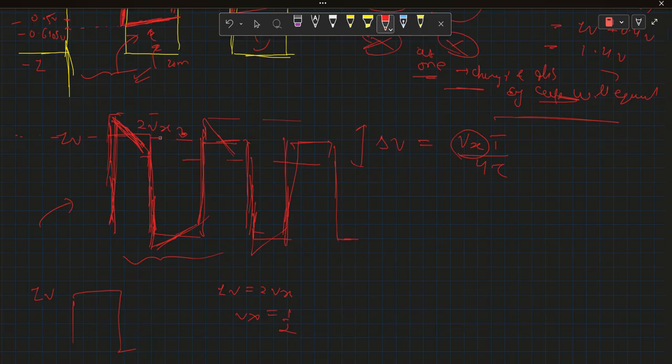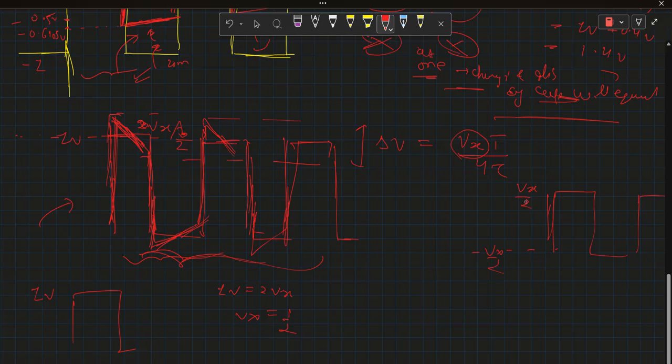So sorry, not Vx, it is Vx by 2. So let me draw here. It will become chaotic. This is Vx by 2 and this is minus Vx by 2. At steady state, ripple will appear on the output, but the steady voltage is 1 volt. This is the steady state output for this circuit.